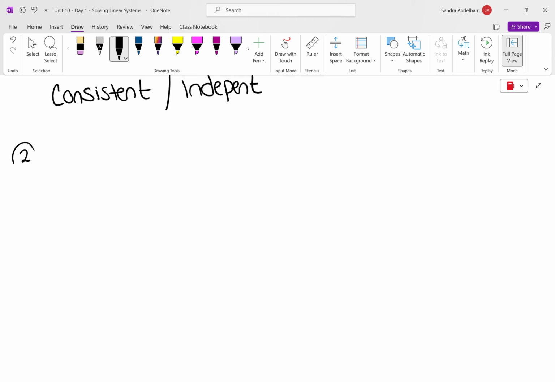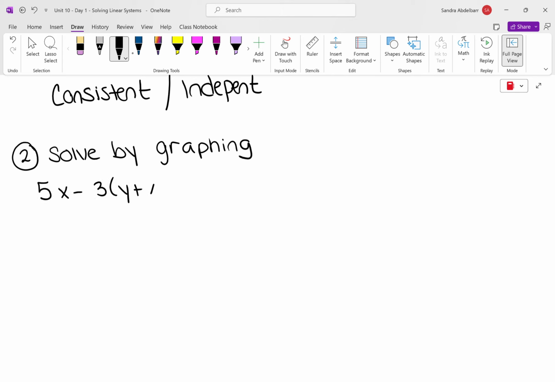Okay, you guys try this one. So you're first going to put it in slope-intercept form and then go from there.